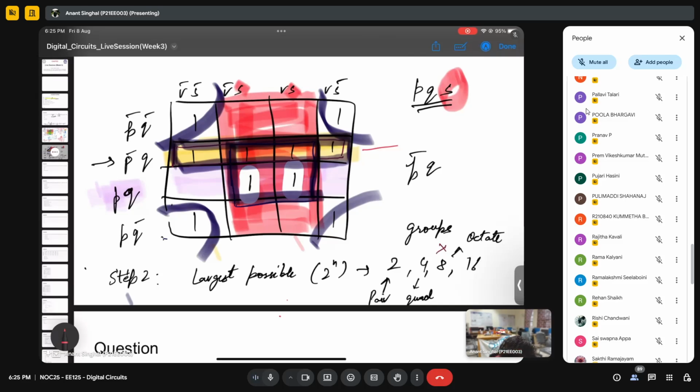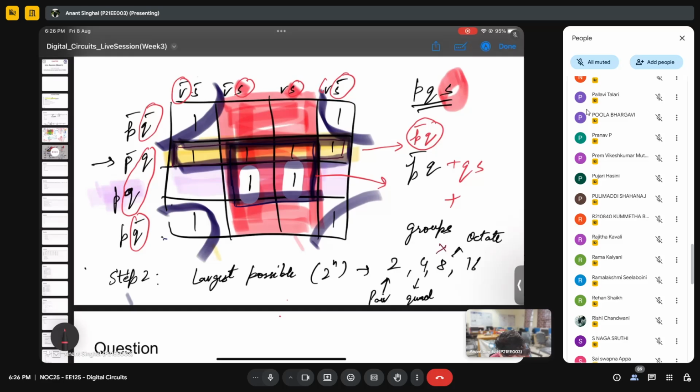Okay. So this particular thing we can write, because it is completely one row, as P bar Q, right? This particular box is what is common in this. So one thing common is Q, and in this one the common thing is S. So we'll write this as QS. For the third one, the corner ones, the common thing is q bar, and here it is s bar. So it was q bar, s bar.